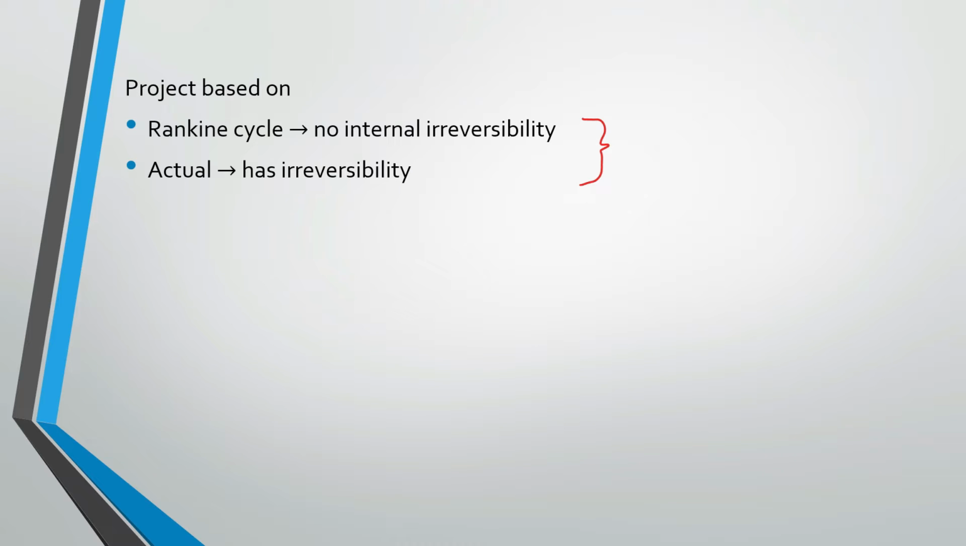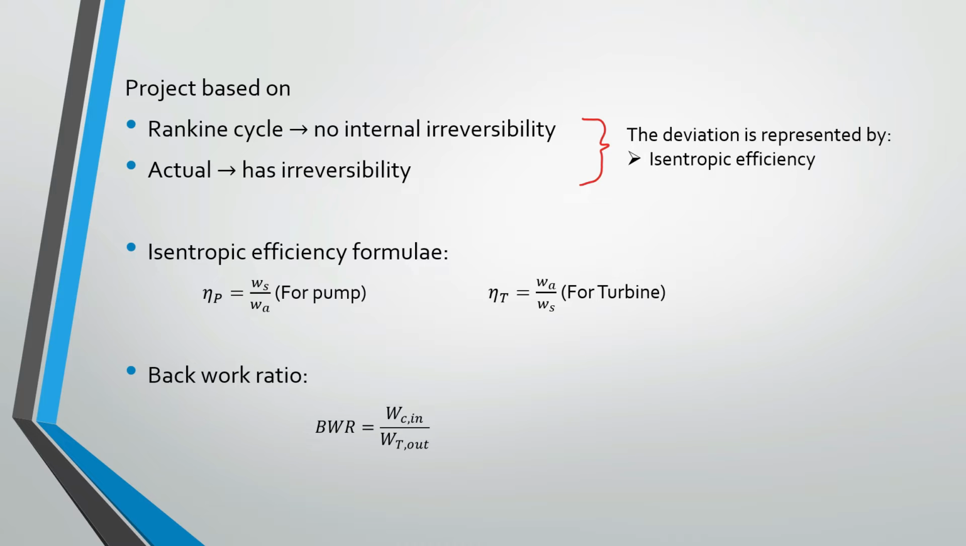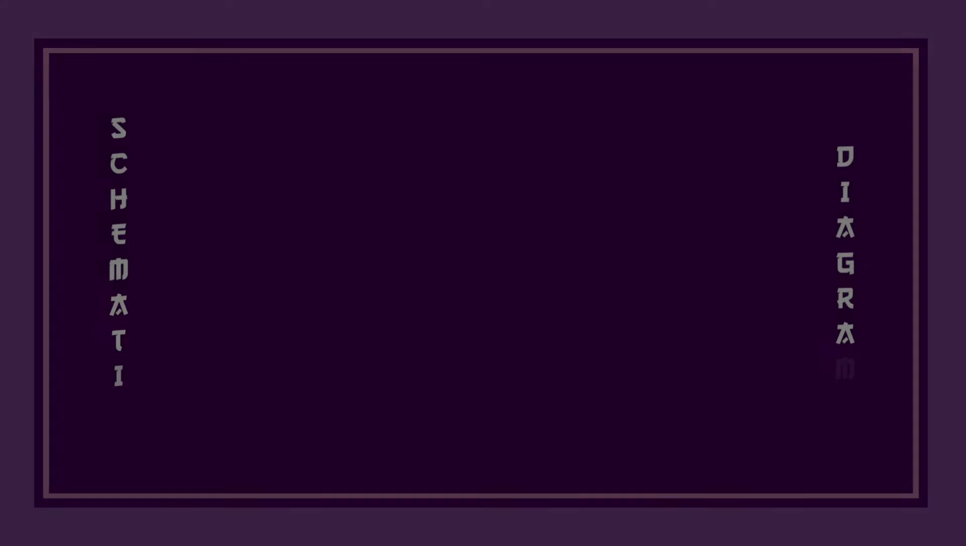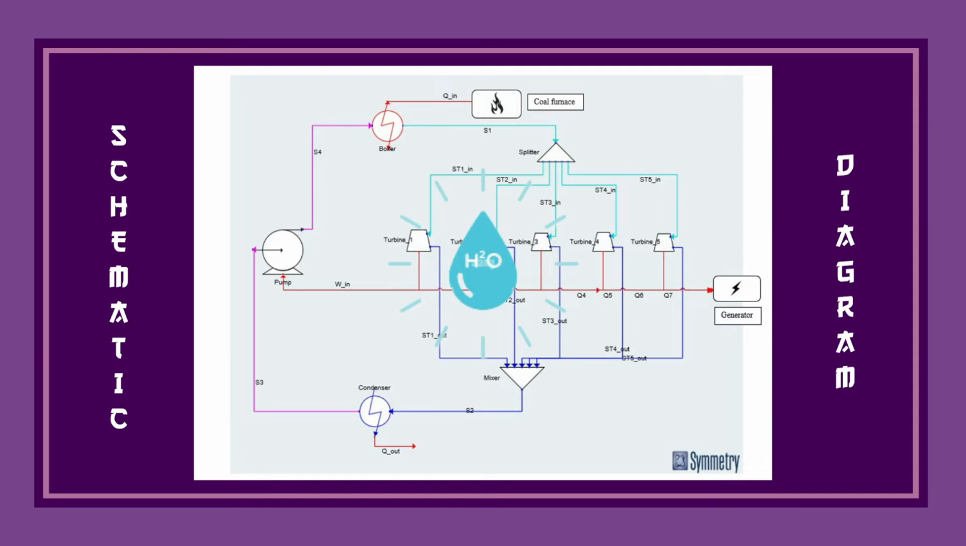Our project is based on the Rankine cycle, and the deviation between the Rankine cycle and the actual is represented by isentropic efficiency. The isentropic efficiency formulas are these two, and then the back work ratio is this. This is our proposed plan of a steam power station which is operated based on the Rankine cycle. We will use water as the working fluid since it can be obtained easily from the sea.